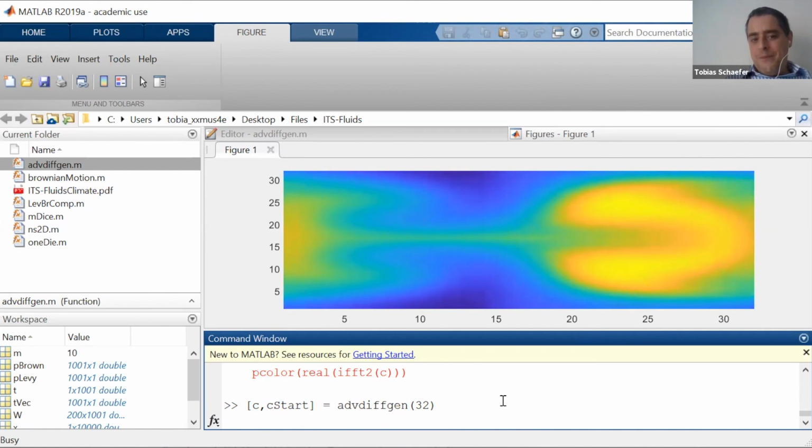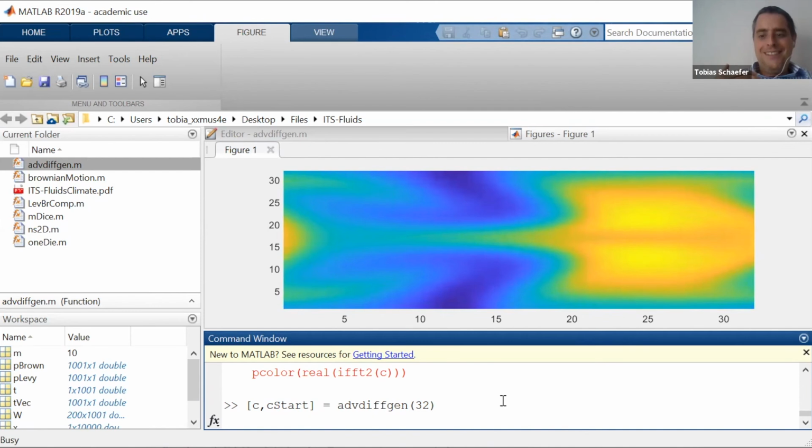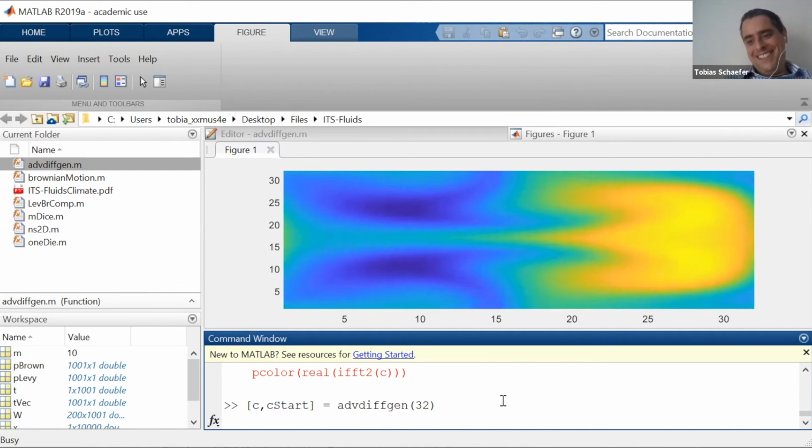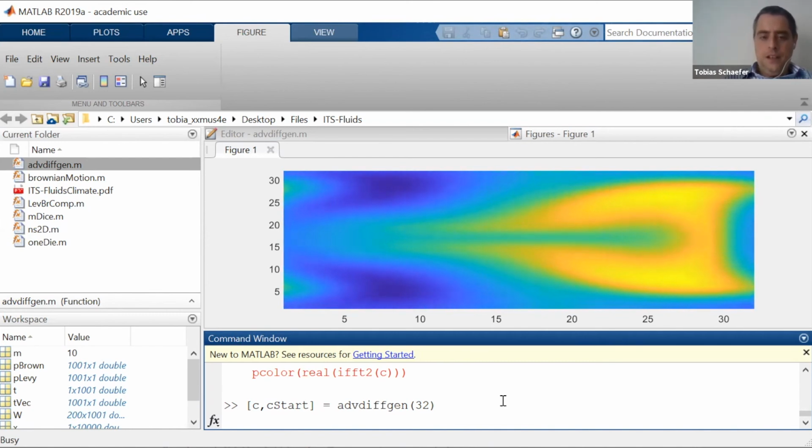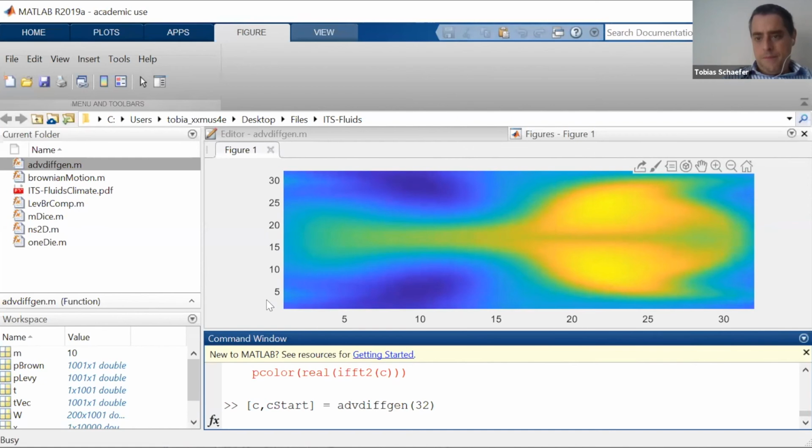You can get much nicer and crisper pictures, but what you usually need to do is have less diffusivity, more points, and then a much smaller time step. And this is why these kinds of computations are computationally challenging in general.